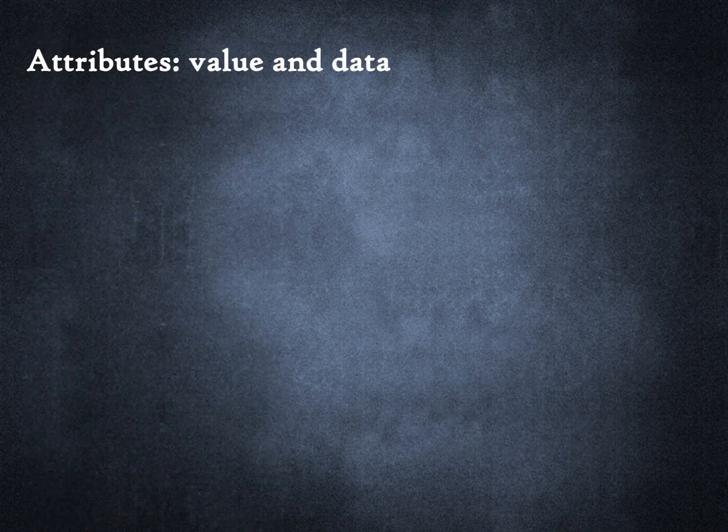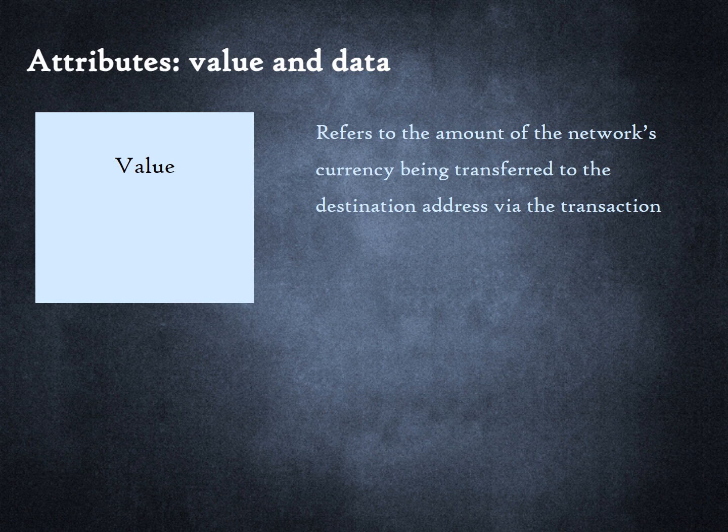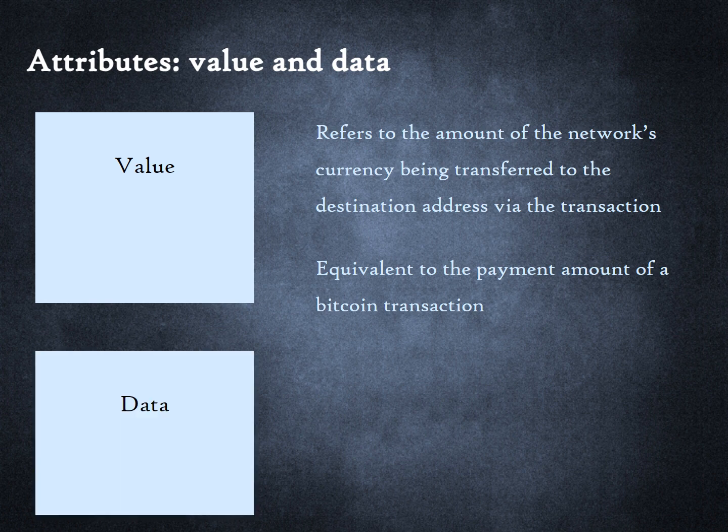There are two attributes of Ethereum transactions that are highly relevant in understanding the difference between Bitcoin and Ethereum. Value refers to the amount of the network's currency being transferred to the destination address via the transaction. This attribute is equivalent to the payment amount of a Bitcoin transaction. Data refers to any type of information. There is no identical counterpart in Bitcoin. Next, we will look at this element further.